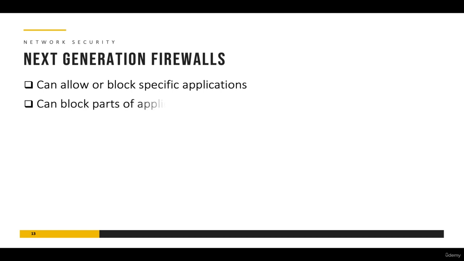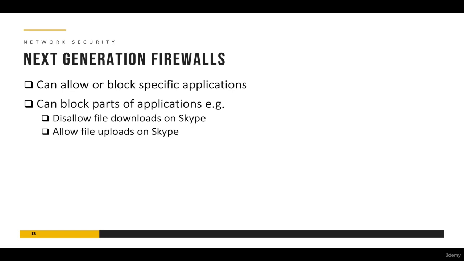But sometimes you need to block parts of an application. For example, you may want to allow Skype because it's a good tool for video conferencing and people use it in your corporate network. But you want to disallow uploading and downloading of files, because somebody can send malware through Skype, and if somebody downloads that and installs that, it can infect your whole network. So you can even allow or block specific parts of applications using next generation firewalls.